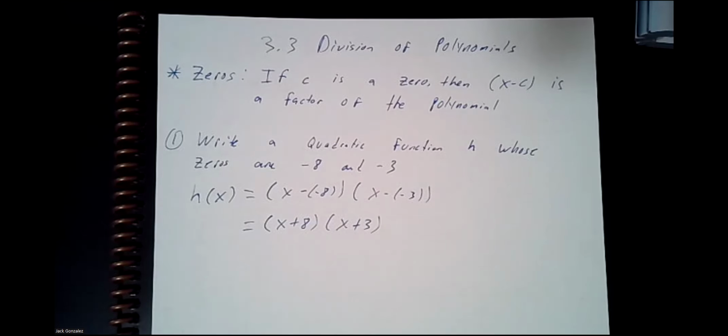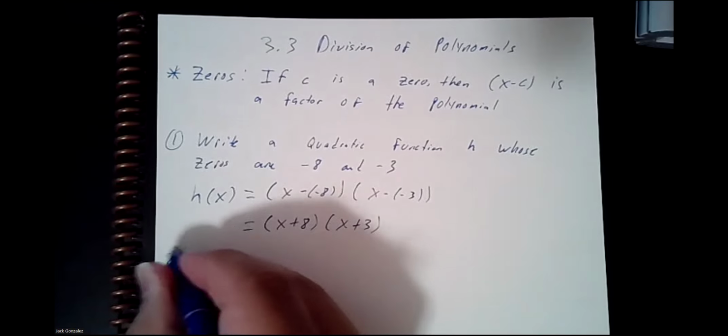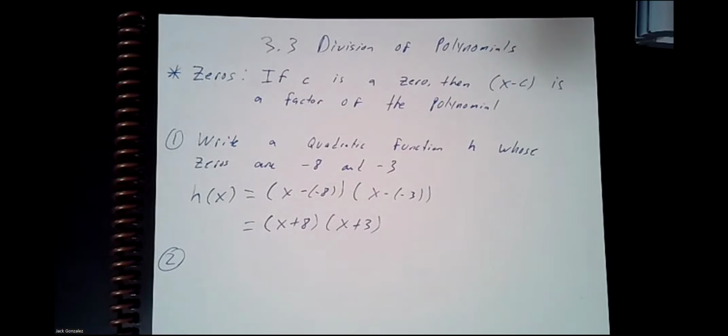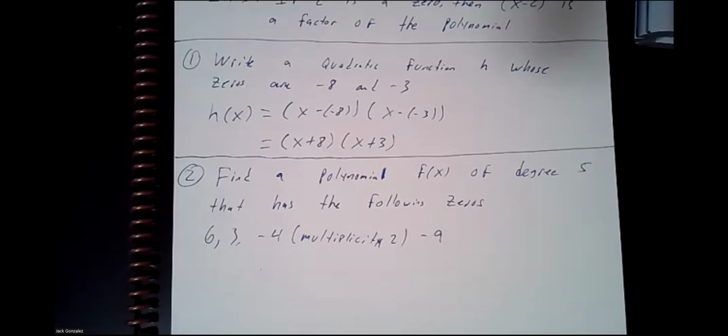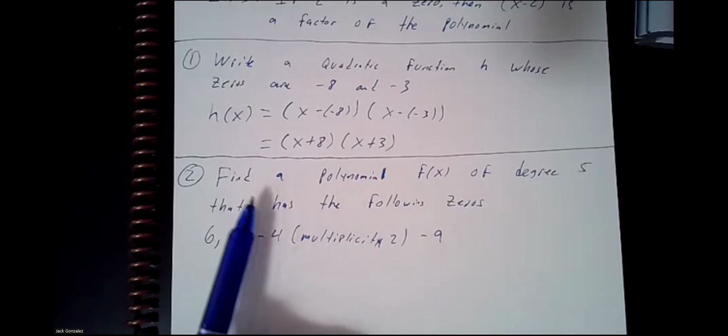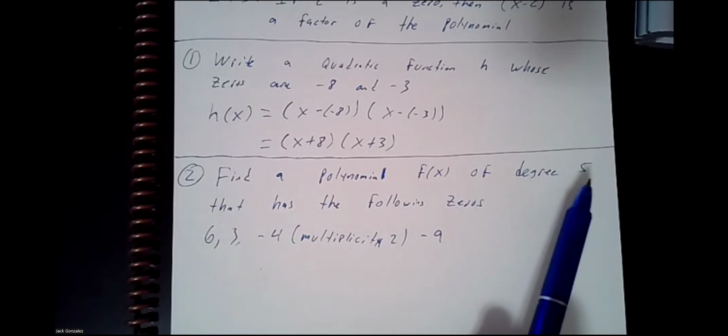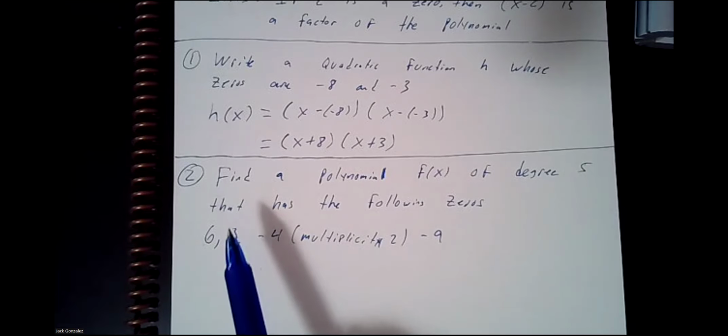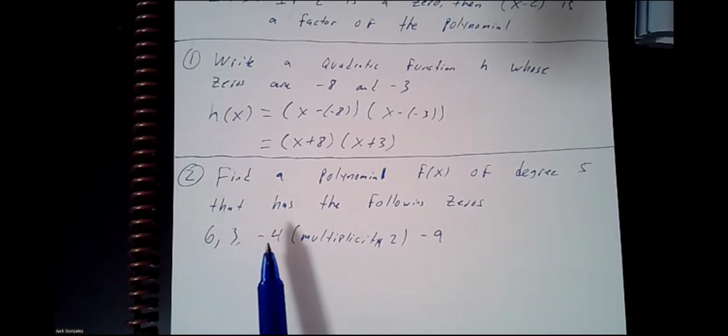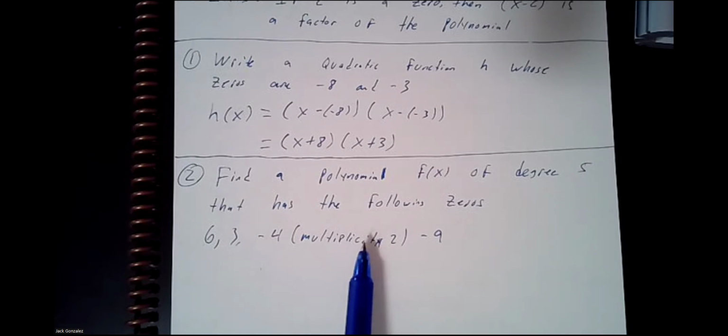So let's do another one. Number two. Find a polynomial, we'll call it f of x, of degree 5. So all the factors need to add up to 5. And you have a zero at 6, 3, and negative 4, but negative 4 has multiplicity 2. And then one more zero, negative 9.